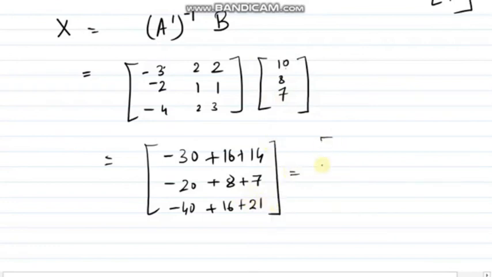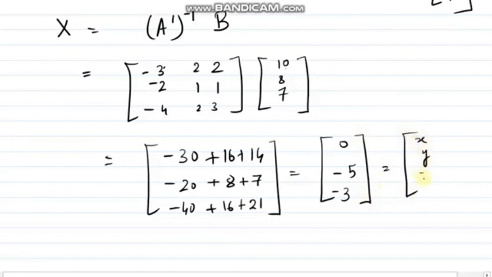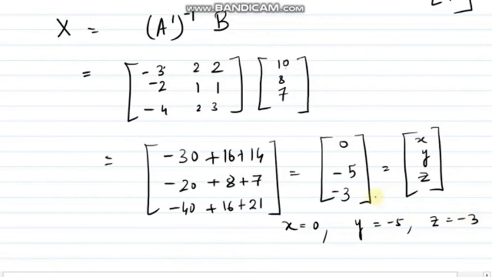So if I simplify, I will get 0, then minus 5, then minus 3, and this is equal to X matrix. What is X matrix? X, Y, Z, right? So if I solve, I will get X equals 0, Y equals minus 5, Z equals minus 3. Check the calculation, solve, put the value in one equation and check if it is satisfied or not.